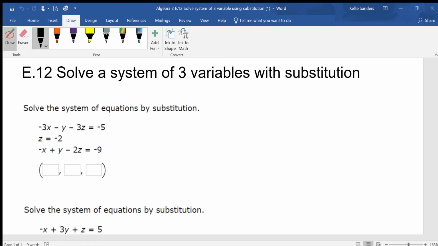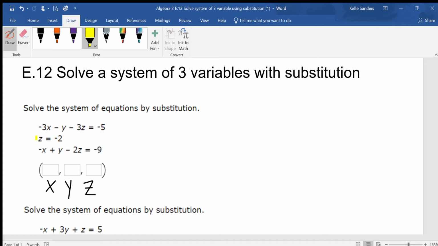P12, solve a system of 3 variables with substitution. That's right, folks. We don't just have to have an x and a y. We can also have a z. Okay? So in this case, if we're solving for 3 variables, every problem is going to give us 3 equations.